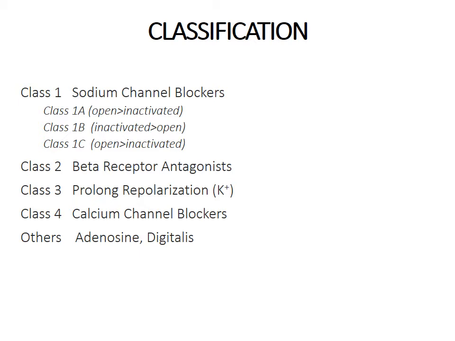We'll have our class 3 agents, which will be another group of new drugs that will help to prolong repolarization, specifically by blocking those potassium channels. We'll have our calcium channel blockers being our class 4, and then we'll have kind of a mixed bag of other antiarrhythmics we'll see being used, things like adenosine and digitalis.